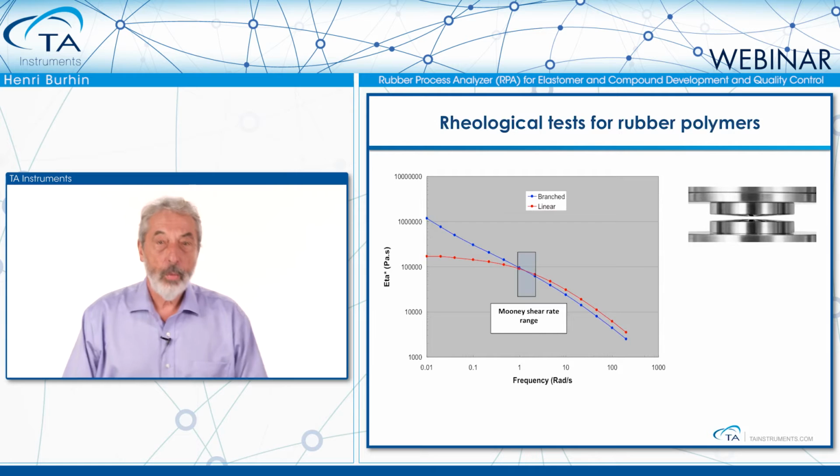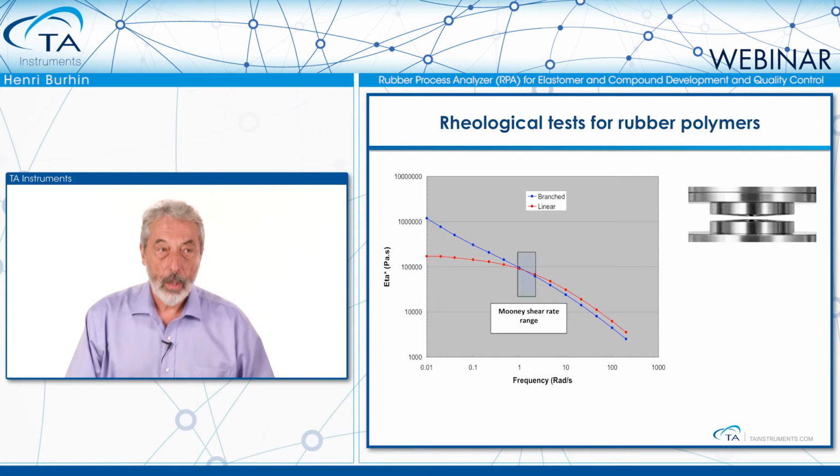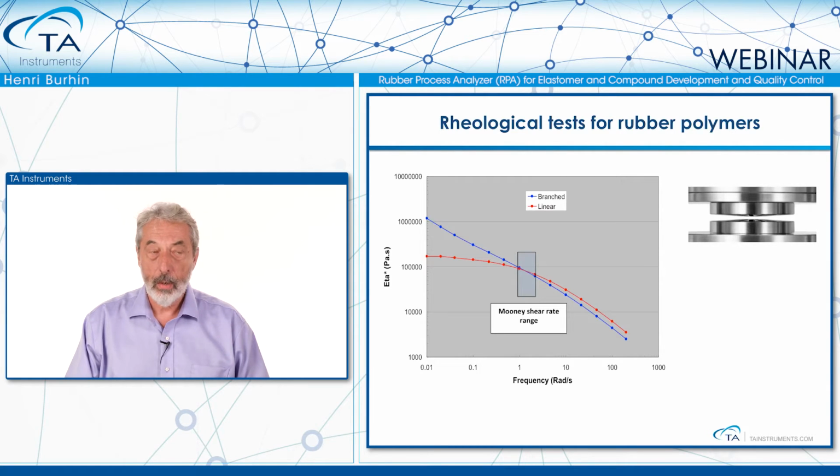So now we're going to just extract 2 polymers that we are sure of their properties. One is branched, the other one is linear. They have the same Mooney viscosity, and we can see that actually the viscosity curves are crossing exactly at the same frequency or shear rate that is applied in the Mooney. So these 2 polymers will not be different on a Mooney measurement.